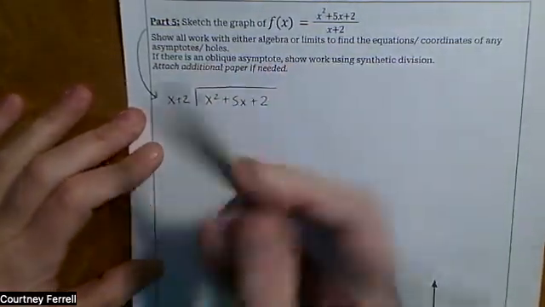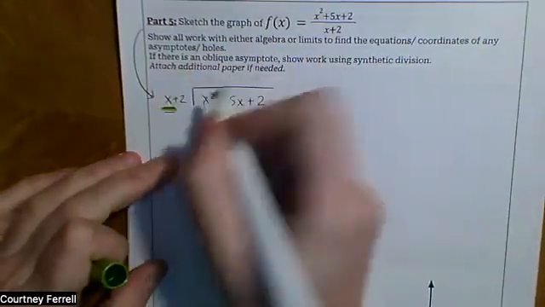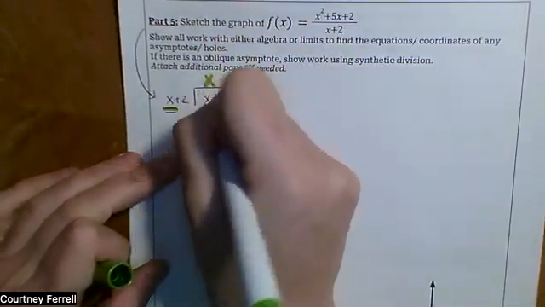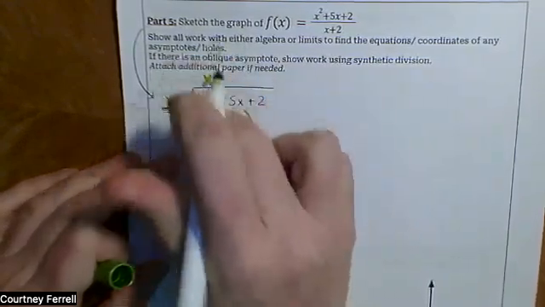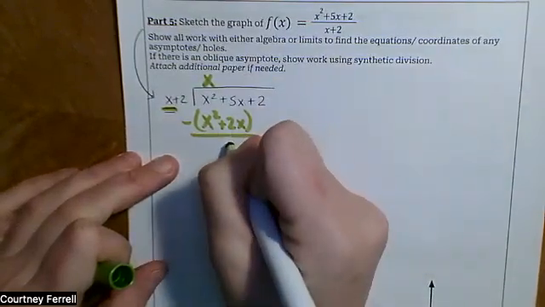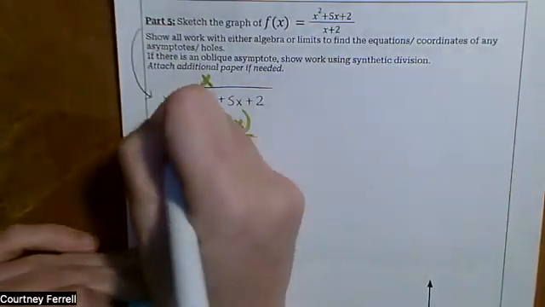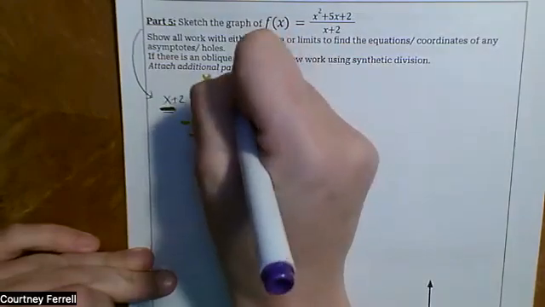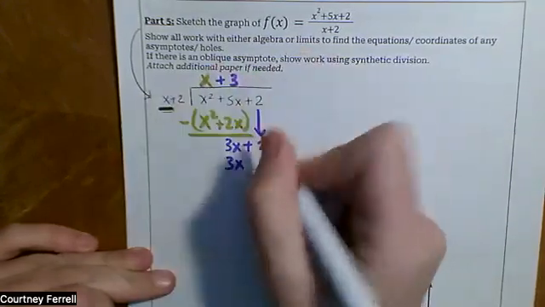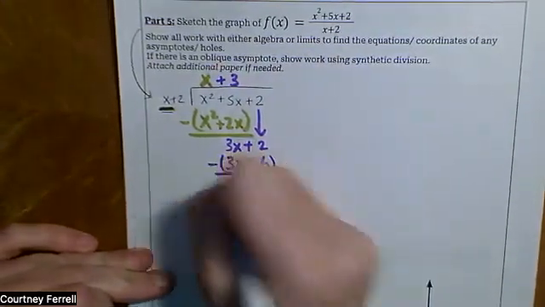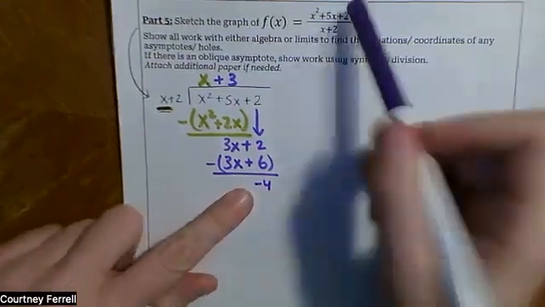Okay, so focusing only on the leading term, what can I times x by to get x squared? X. So x times x is x squared. X times 2 is 2x. Subtract. These cancel. 5x minus 2x is 3x. Okay, what can I times x by to get 3x? That would be 3. 3 times x gives me 3x. Bring down that plus 2. 3 times 2 gives me 6. Subtract. Cancels. 2 minus 6 is negative 4. Okay, so there is a remainder, which means it's not a factor of this.